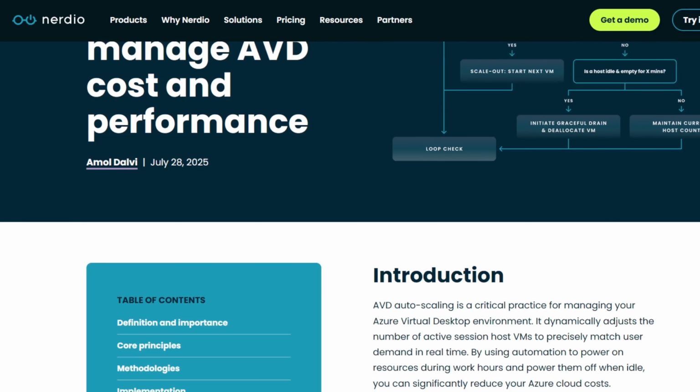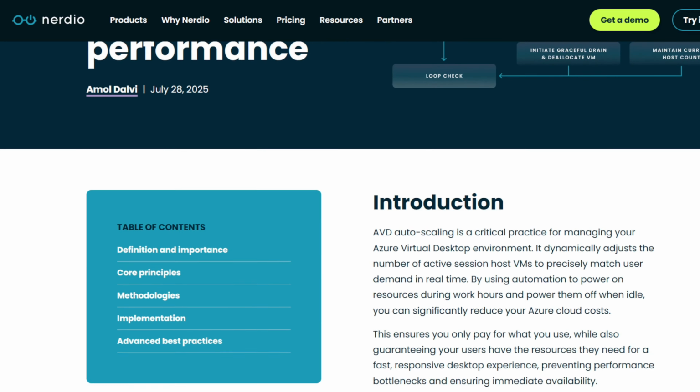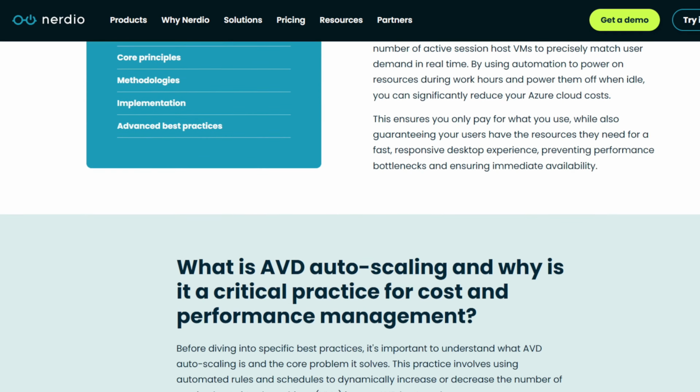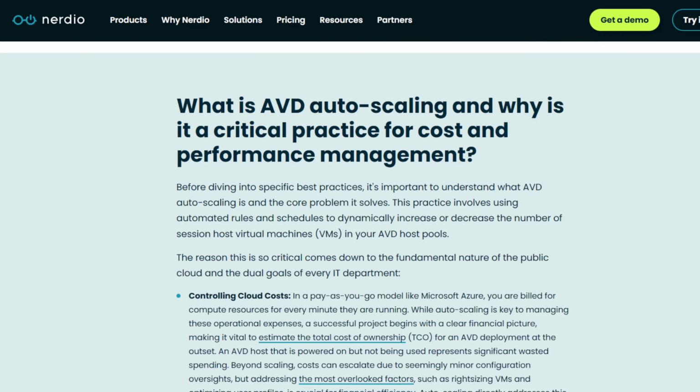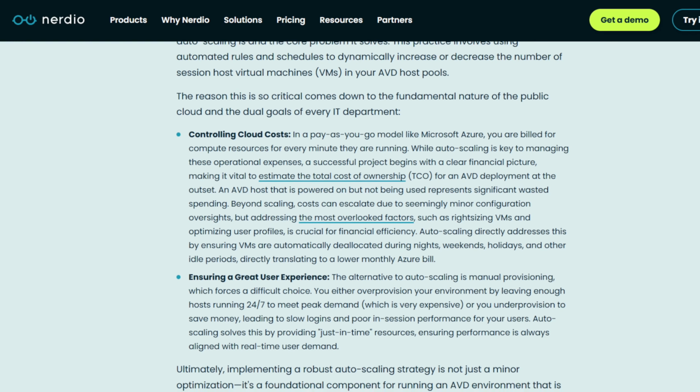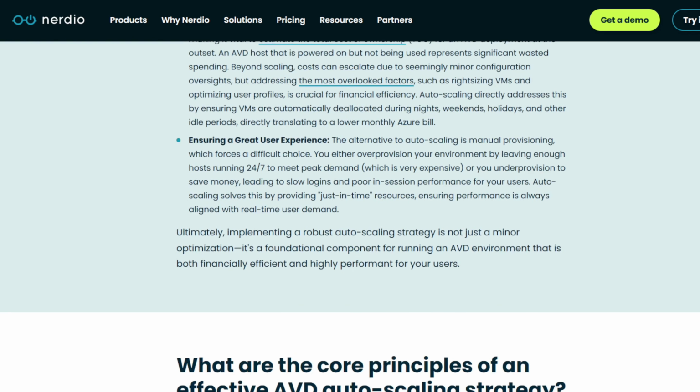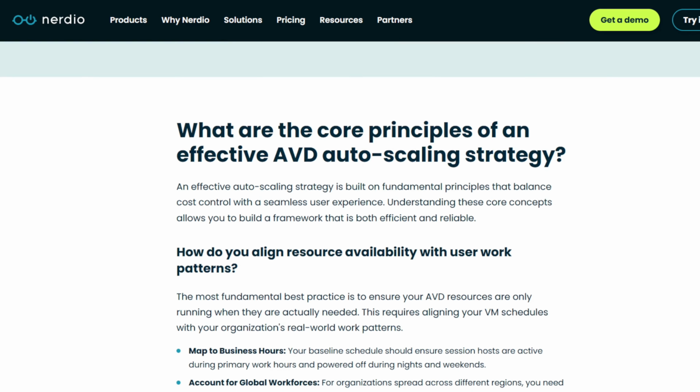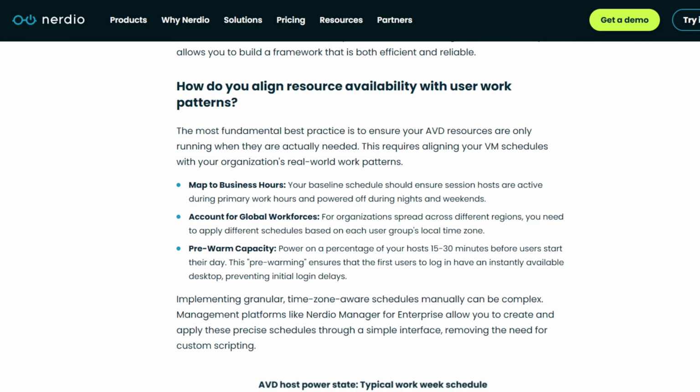But instead of users logging off cleanly from a small number of hosts, they're spread across the environment, right? Maybe every host still has a few active sessions. At that point, autoscale can't easily remove hosts because doing so would disrupt users. So instead of shutting down 10 hosts, maybe it shuts down 1 or 2. The rest stay running, lightly used, but still costing money.